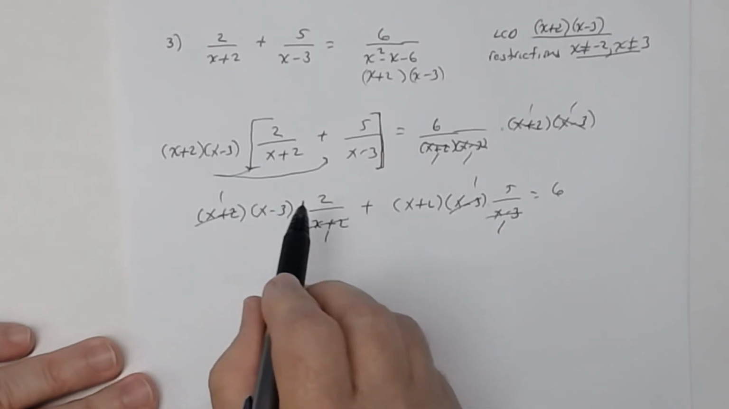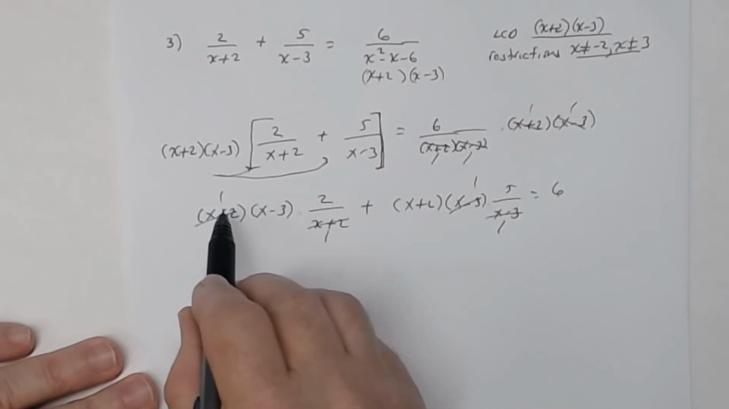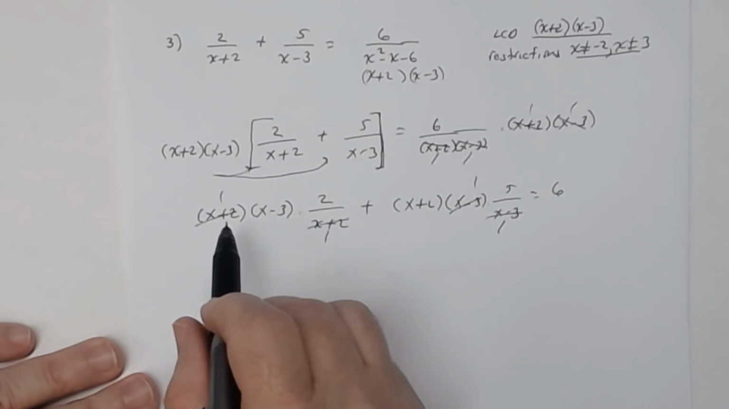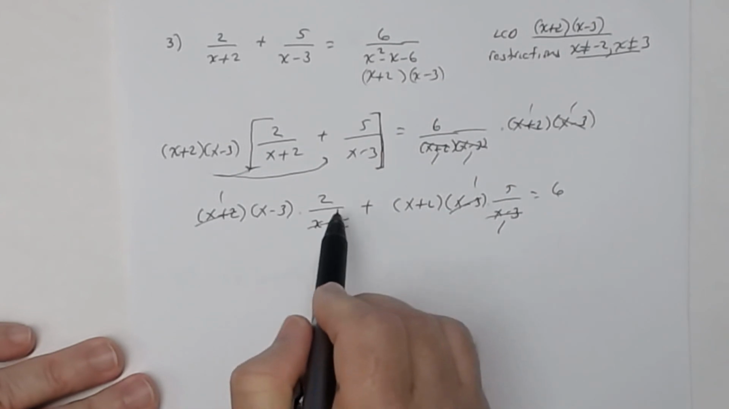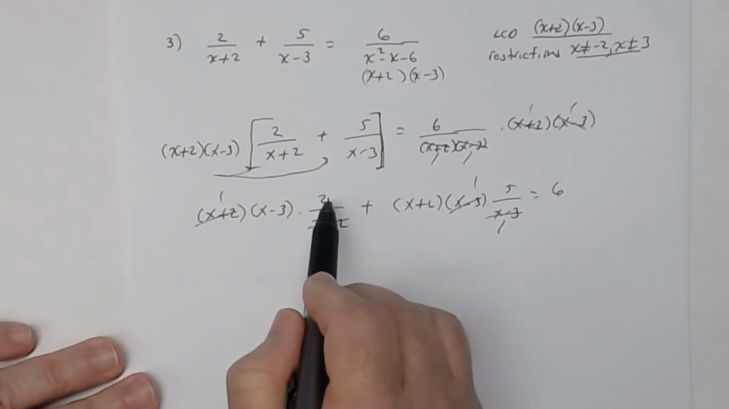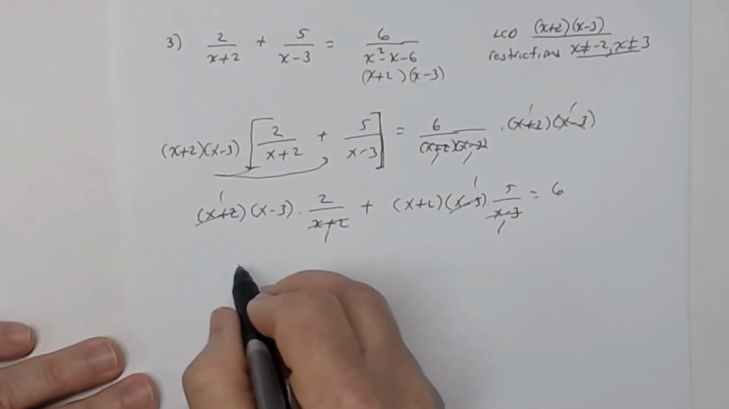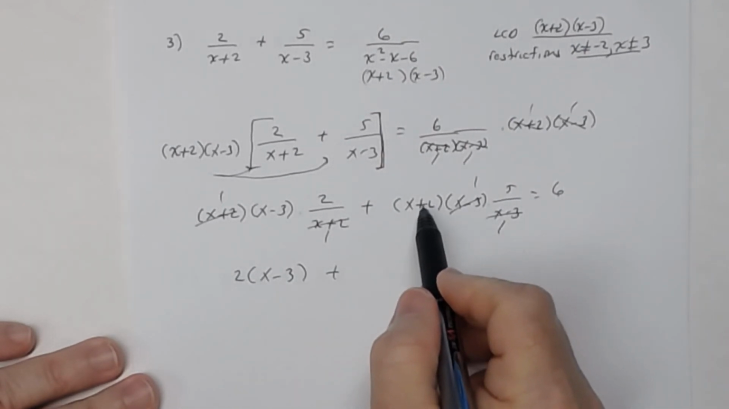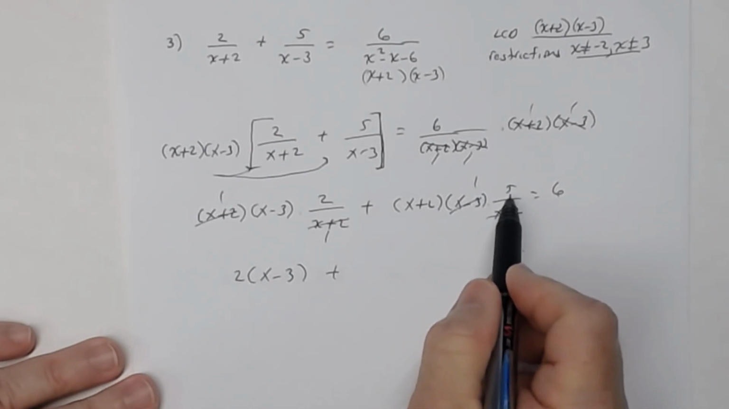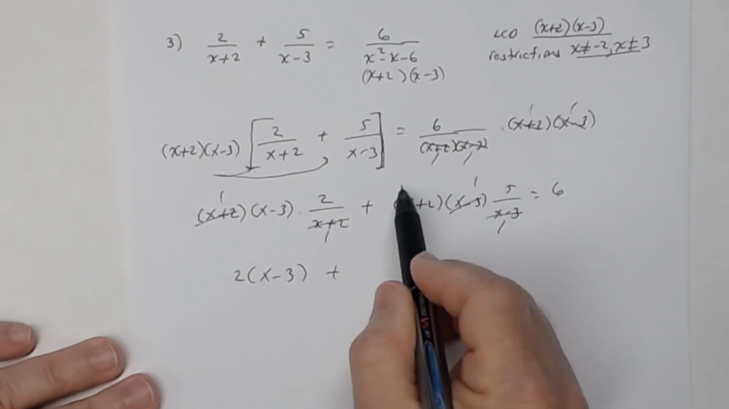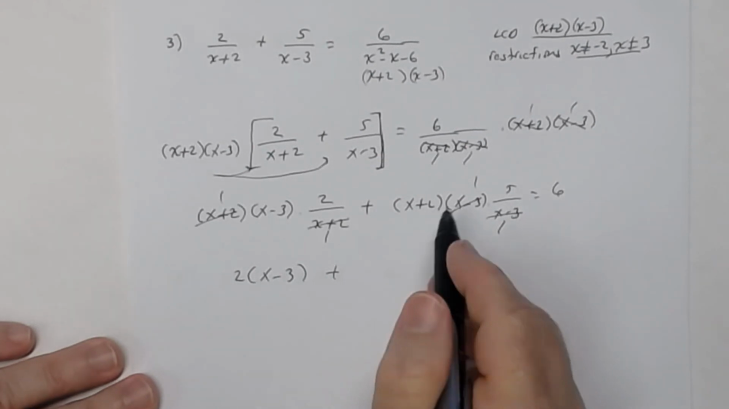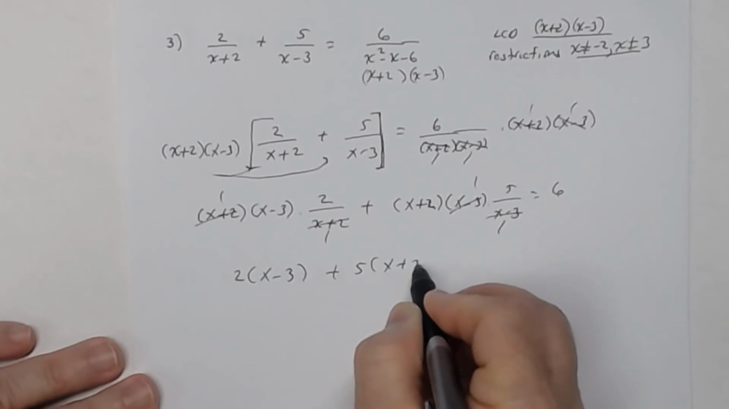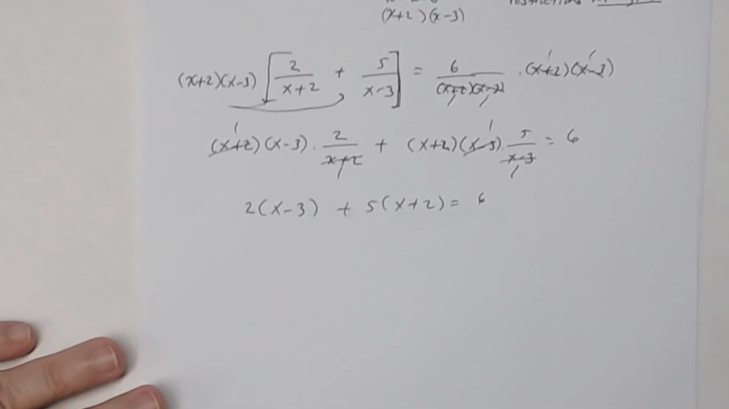Remember, multiplication is commutative. So you have three things being multiplied together. The order in which you multiply does not matter. So I'm going to say this: 1 times 2 is 2, and then we're going to multiply this 2 by x minus 3. So that's going to look like this. Plus, same thing here. x plus 2 times 1 times 5. 5 times 1 is 5. We're going to multiply 5 by x plus 2. So 5 times x plus 2 equals 6.